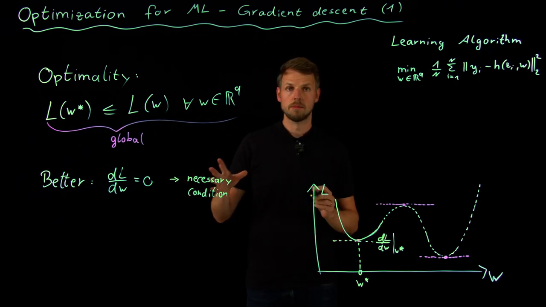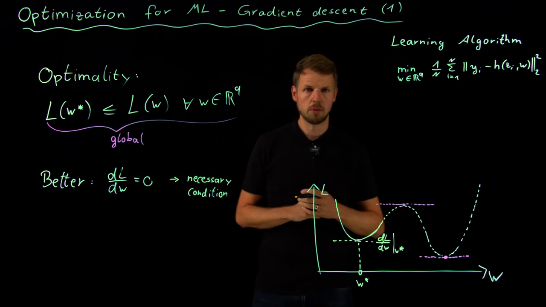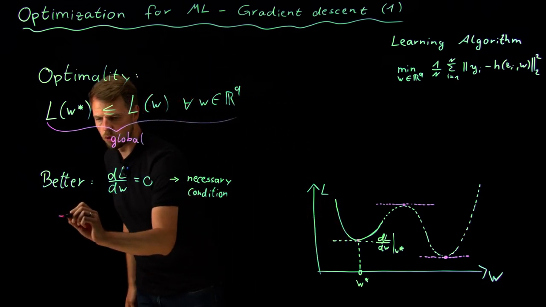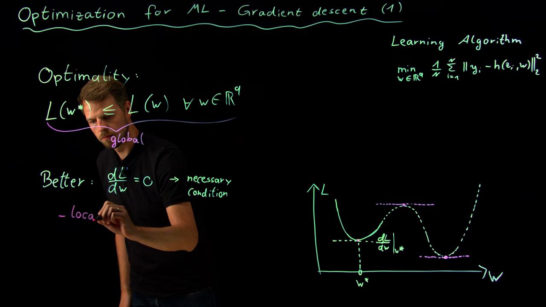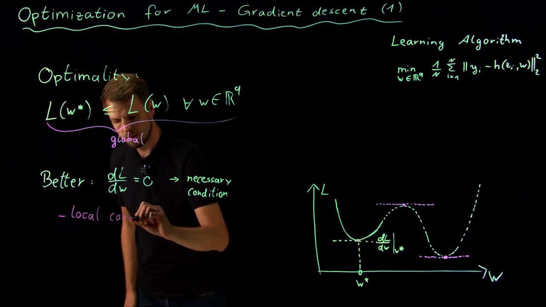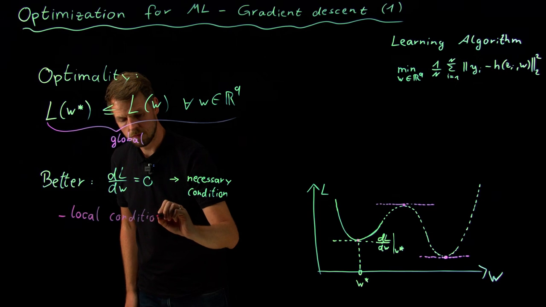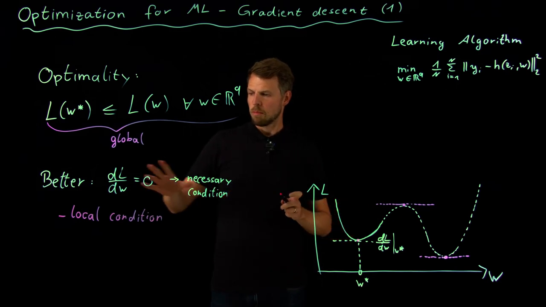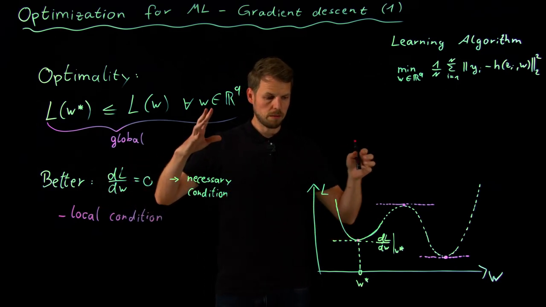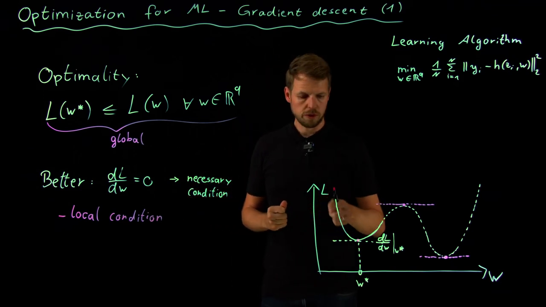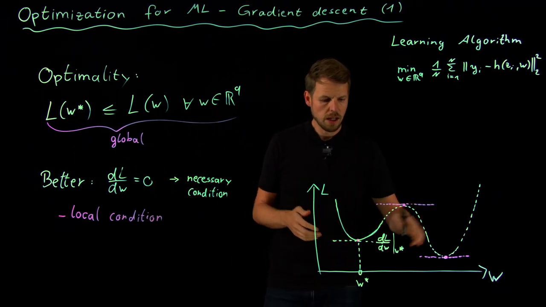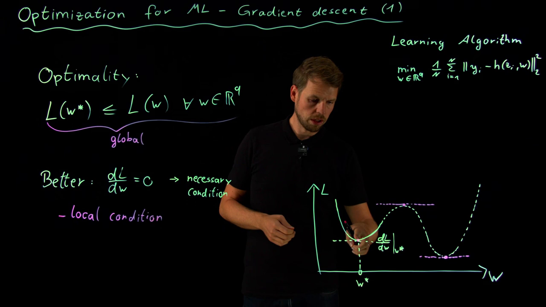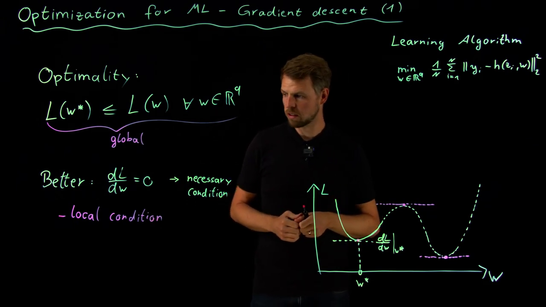However, the good point here is that we do not have to look at other points. So there's a trade-off to be found. We have a local condition, which is good and bad at the same time, if you think about it. But really, this helps us to make use of local information. We don't have to look at everything, and thereby we can try to find iterative procedures to converge to such a local minimizer.